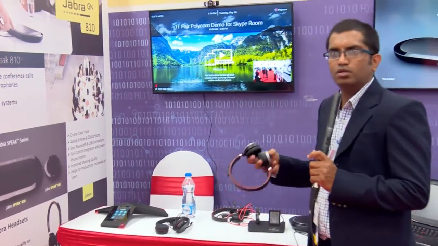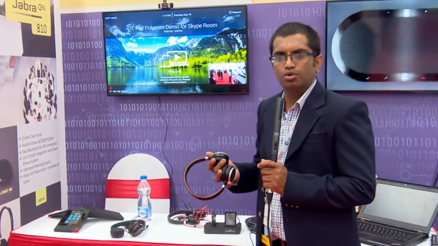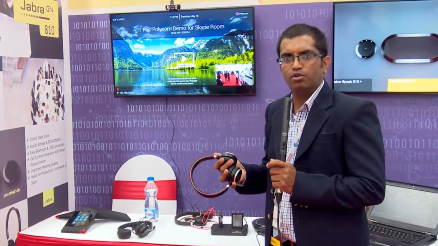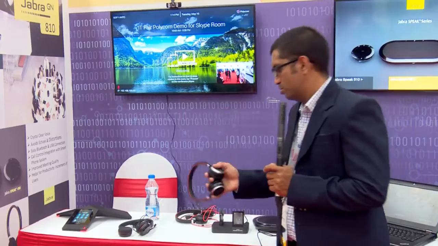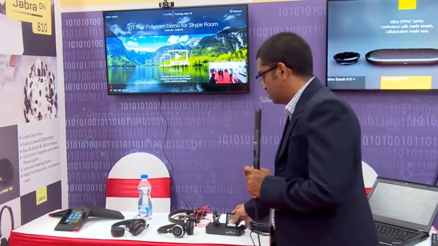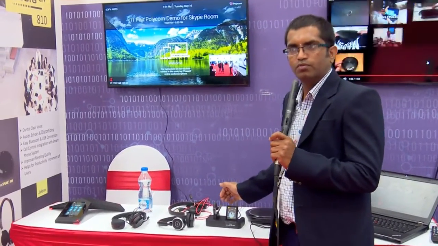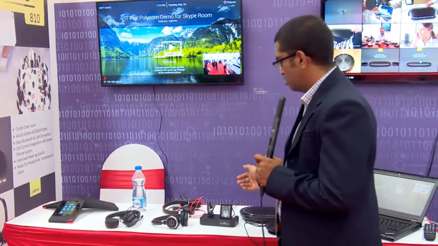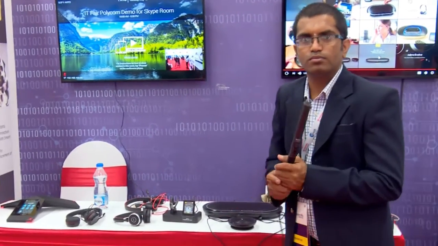And one more is Evolve 65, which is entirely Bluetooth and can be connected to your smartphone as well as your laptop. And the major thing is Jabra Motion Office, which has three-way connectivity. You can connect your IP phones, soft phones, and a smartphone. All the things. Yeah, thank you.